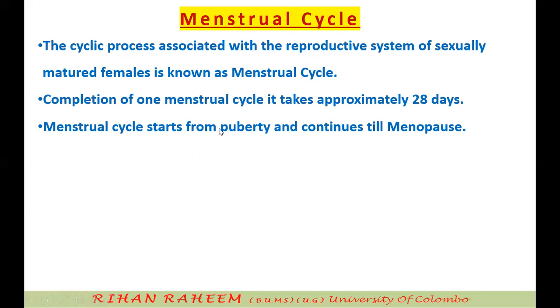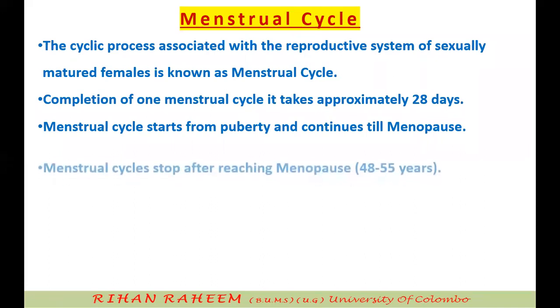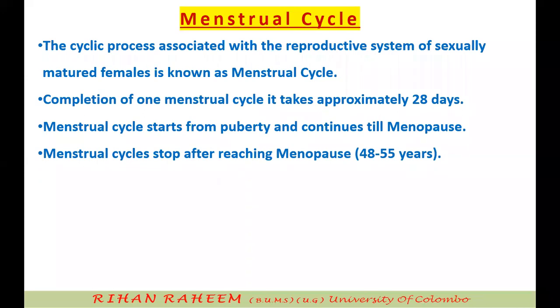Menstrual cycle starts from puberty and continues until menopause. Another name for puberty is menarche. Menopause is the point where the menstrual cycle stops. Maybe at age 50, 60, a lady's menstrual cycle will stop. From there onwards, she won't be able to bear children. No matter how much sexual intercourse or fertilization happens, she won't be able to bear the child after that age. That is normally from 50 onwards, and by 55 it will completely stop.